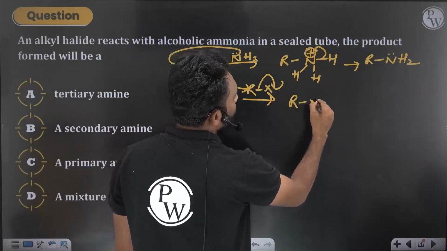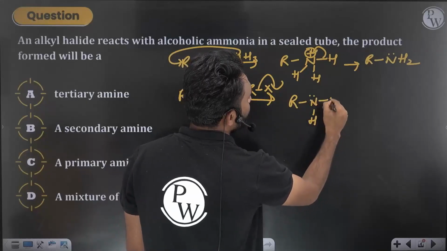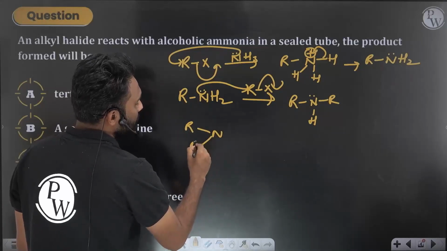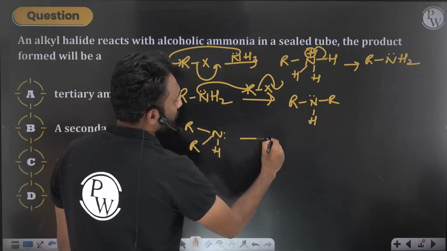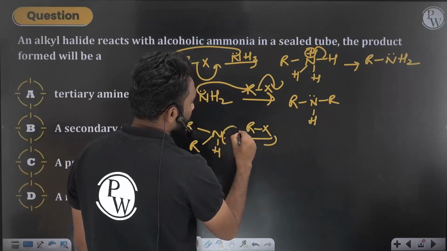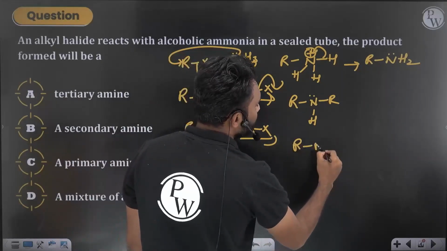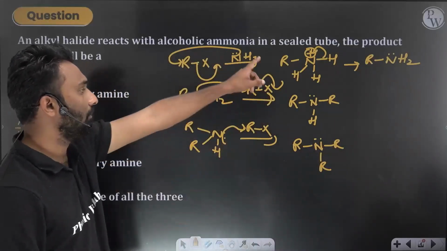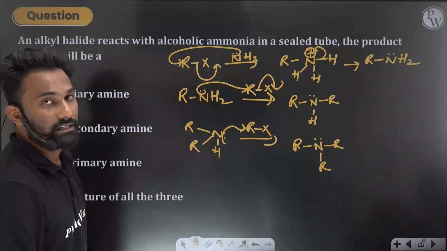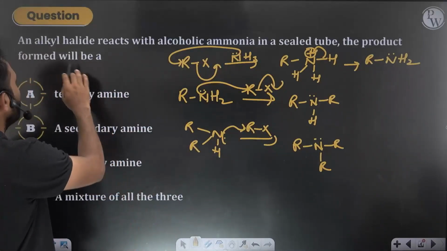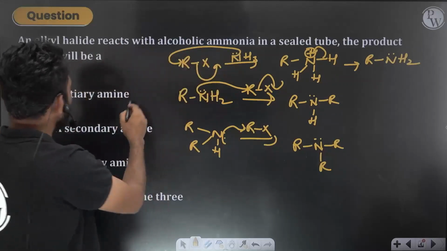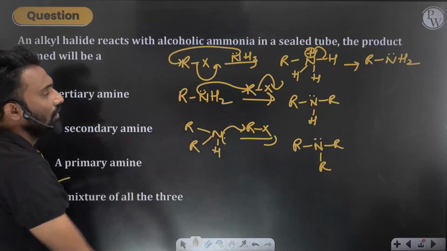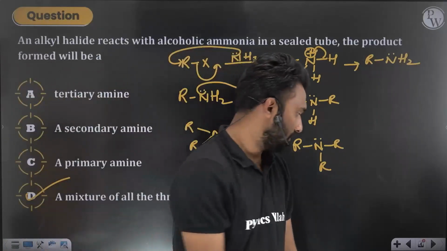Now here we will get the secondary amine. Then this secondary amine again reacts with the alkyl halide, and here we will get the tertiary amine. So primary amine, secondary amine and tertiary amine: the products formed will be a mixture of all these three. Okay. Next.